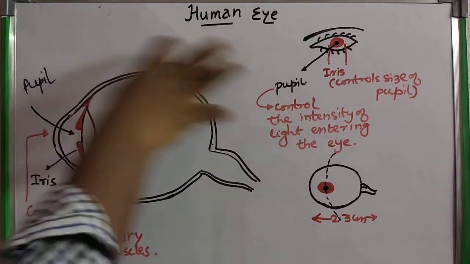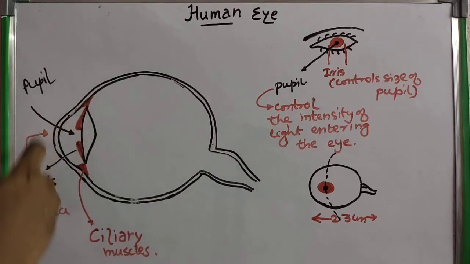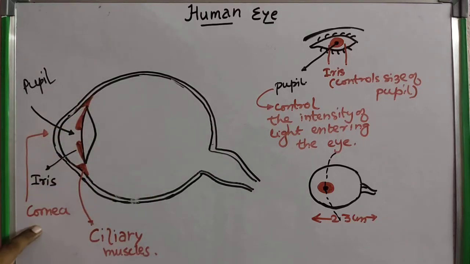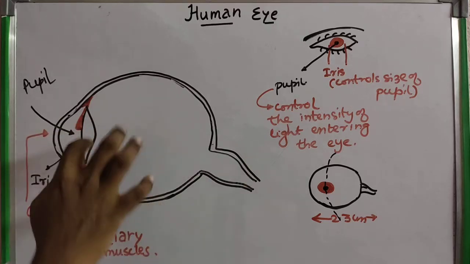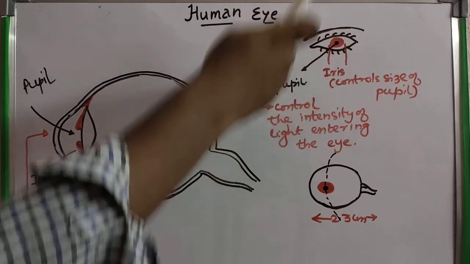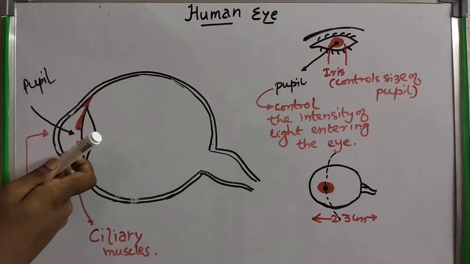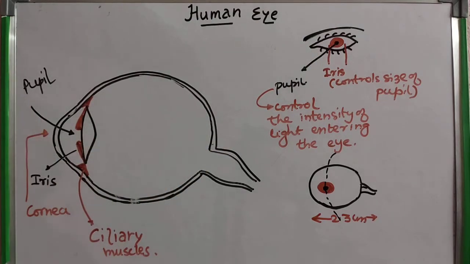Okay, see how easy. First you drew a spherical thing, then with some tail and front bulge. The bulge is called cornea. So what is inside the eye? Inside the eye is the lens. Who is holding the lens? Ciliary muscles are holding it. This iris, from the side, looks somewhat like this, and the opening is called pupil.